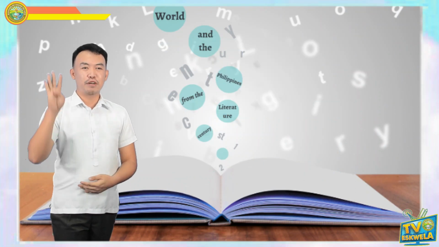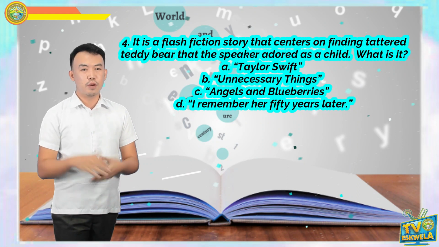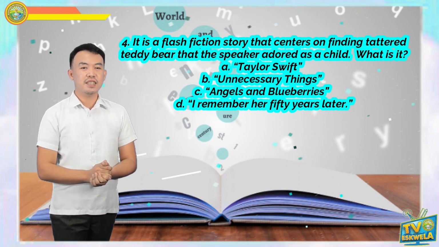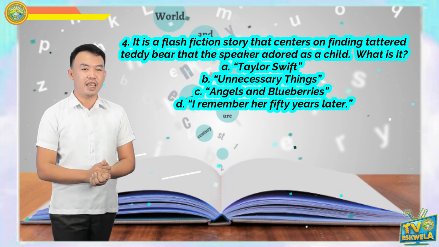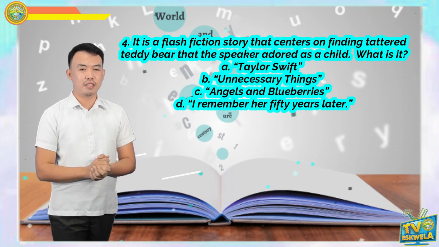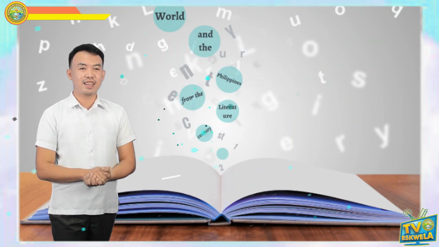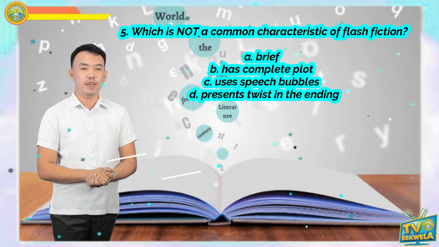Postcard fiction. Number 4. It is a flash fiction story that centers on finding a tattered teddy bear that the speaker adored as a child. What is it? Letter A. Taylor Swift. Letter B. Unnecessary Things. Letter C. Angels and Blueberries. And letter D. I Remember Her 50 Years Later. Are you through? You are really incredible. The answer is letter B. Unnecessary Things.